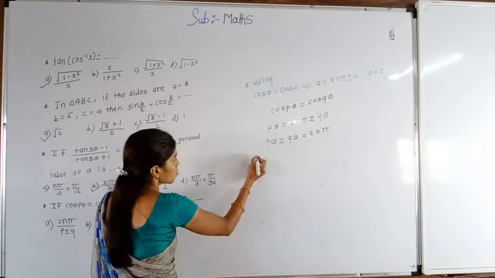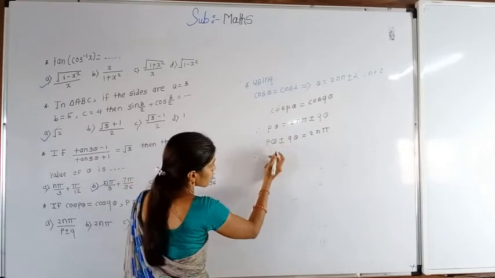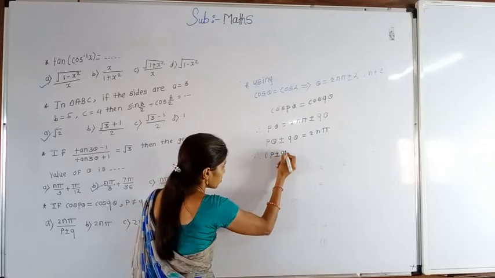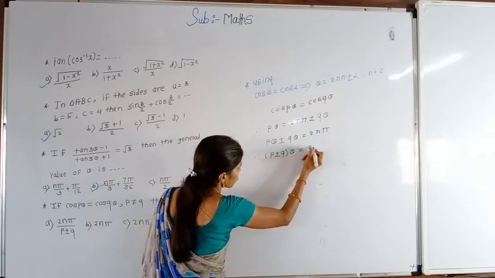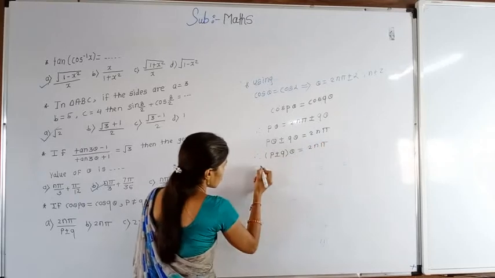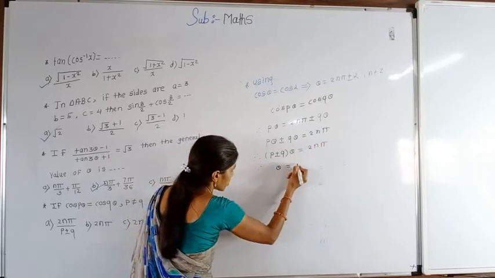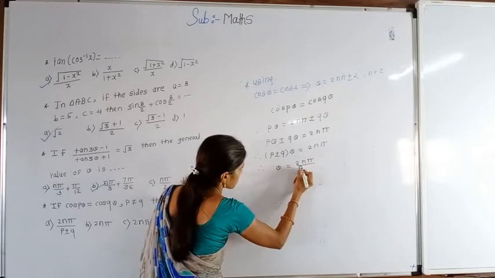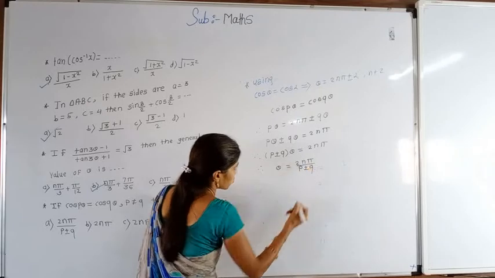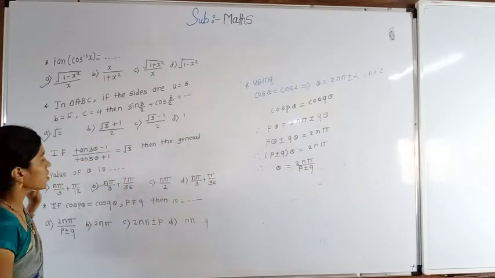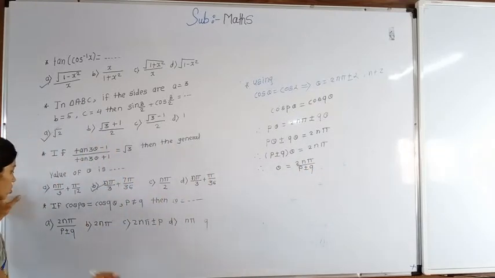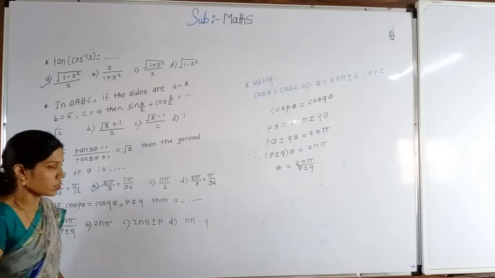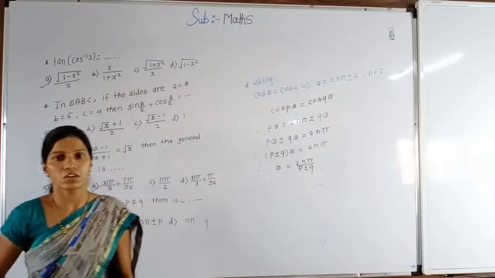Now take theta in brackets, we can write (p plus minus q) theta is equal to 2n pi. So the value of theta we can write as 2n pi divided by (p plus minus q). So see here, the correct answer of the last MCQ is 2n pi divided by (p plus minus q). Okay.